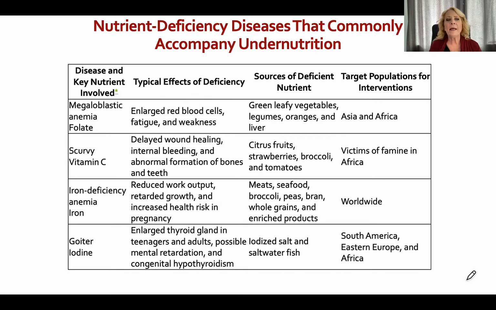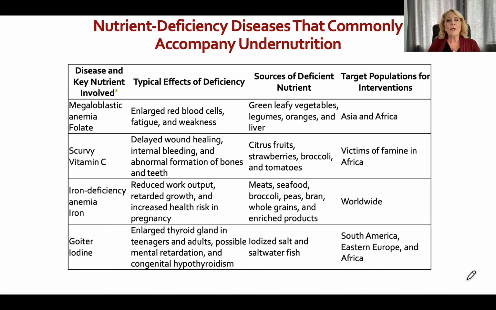Megaloblastic anemia is a decrease in folate, and this is where our red blood cells are enlarged, and this can lead to fatigue and weakness. Now, this can occur in the United States, although you don't see a vast majority of the population having this issue. Also, in pregnant women, we know that a lack of folate can lead to issues with the unborn. Green leafy vegetables, oranges, liver, this all assists in increasing folate levels.